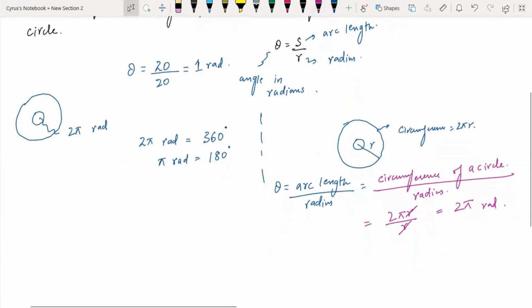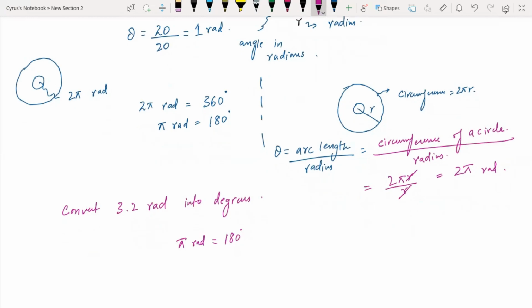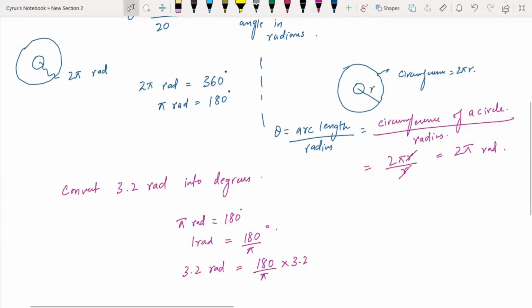Sometimes they can ask you to convert, for example, कभी conversion करनी पड़ जाती है आपको. Convert 3.2 radians into degrees. How can you convert it into degrees? If, for example, they ask you to convert 3.2 radians into degrees, what will you do? आपके पास आपको पता है कि pi radian किसकी equal है? We will apply the ratio method here. This is 1 radian is equal to 180 over pi degrees, and 3.2 radians is equal to 180 over pi into 3.2, and you get the required answer. Is that clear?